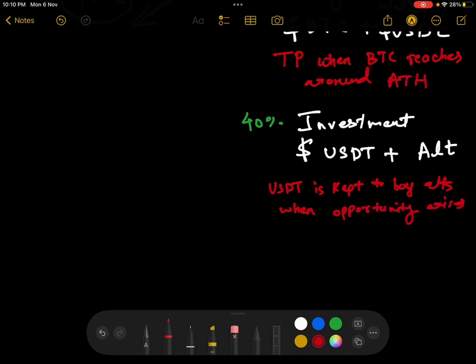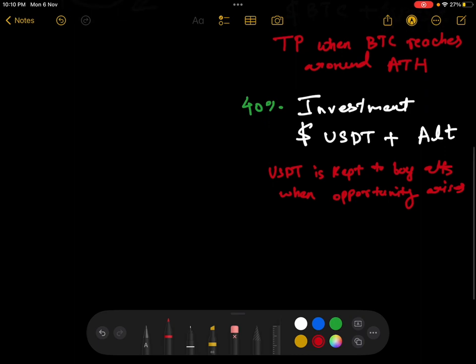Only when, let's say, I find an alt that is super undervalued, or maybe some event is coming up for it and people haven't noticed it yet, then I can buy it. So until then it may not be 50-50. It can be, let's say, 70% USDT, 30% alts, and when I get the opportunity, I can convert that USDT to that alt or whatever combination of alts I want.